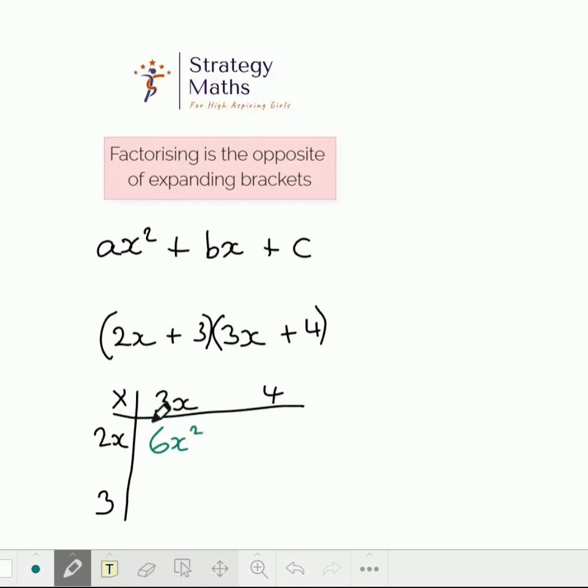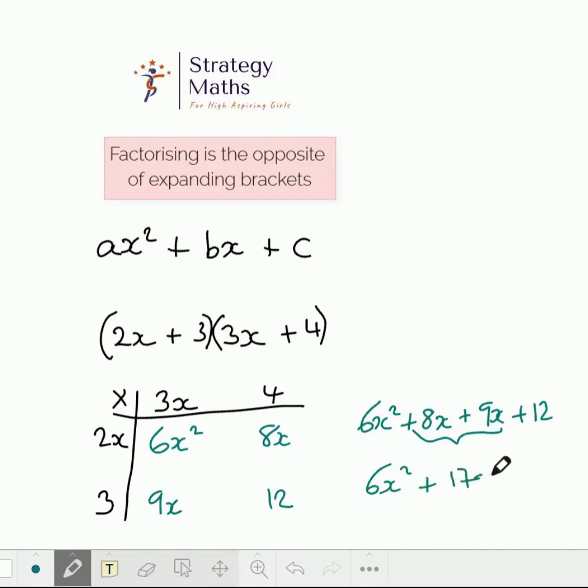So inside the grid here, it's going to be the answer to 2x times 3x, which is 6x squared. Over here, that's going to be the result of 2x times 4, which is 8x. Down here, 3 times 3x is 9x. And 3 times 4 is 12. So when we've expanded that bracket, we've resulted in 4 terms. We've got 6x squared plus 8x plus 9x plus 12. And then, of course, we can simplify these like terms. So we end up with an answer of 6x squared plus 17x plus 12.